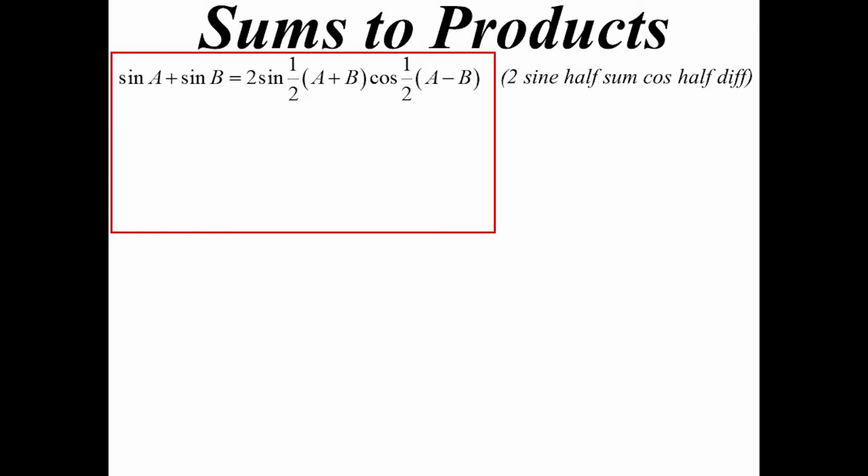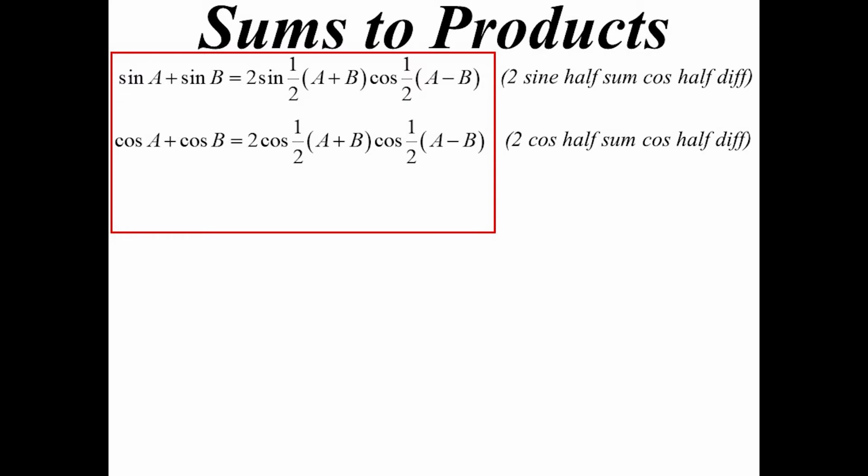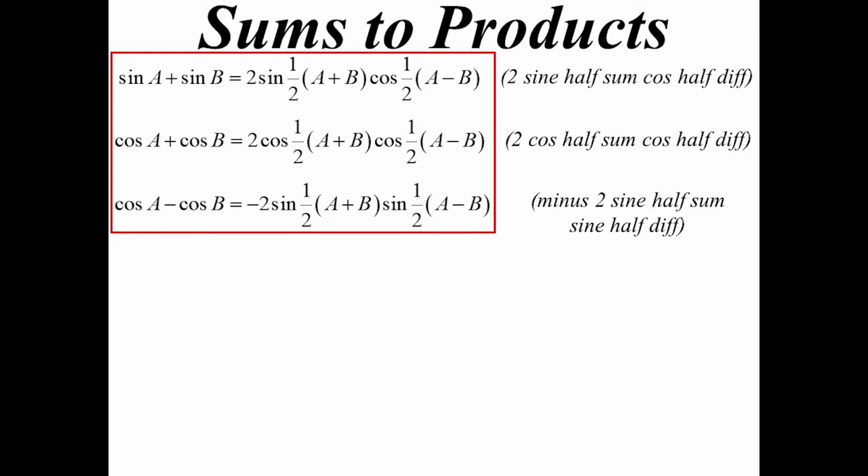Right, so sine plus sine, 2 sine half sum cos half diff. Cos plus cos becomes 2 cos half sum cos half diff. And cos minus cos becomes minus 2 sine half sum sine half diff. Now, how on earth do I remember all these? Well, they all start off with 2, other than the minus 2, but I mean, they're all starting off with 2, so that's the easy bit to remember.